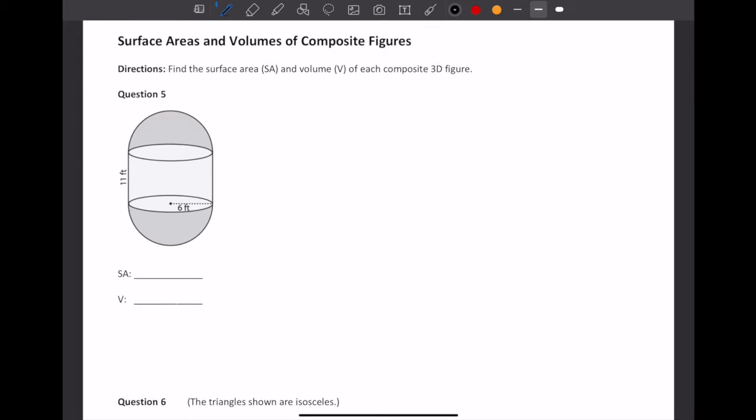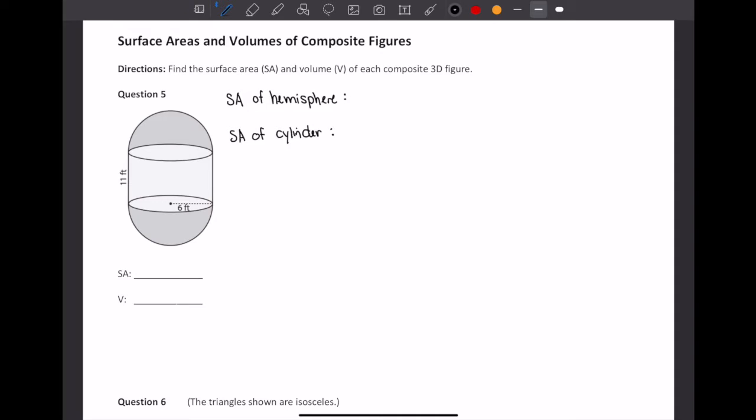All right, so in question 5, we are given a pill shape made up of 2 hemispheres and a cylinder in the middle, and asked to find the surface area and volume of this figure. So in order to find the surface area, we can find the surface area of the hemisphere, and then the surface area of the cylinder, and then kind of roughly add those surface areas together.